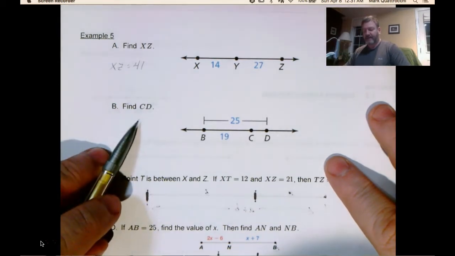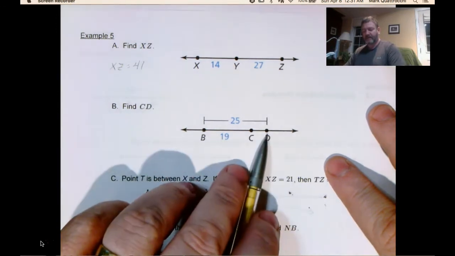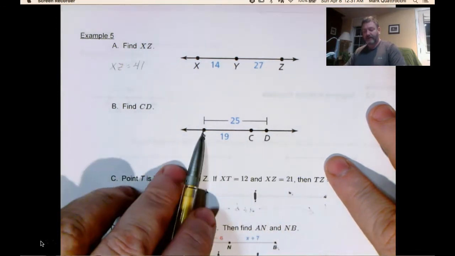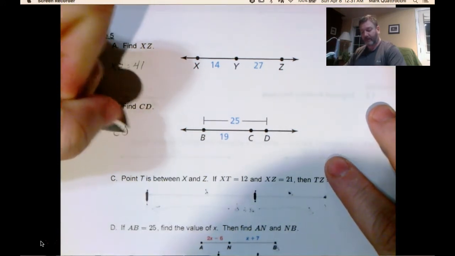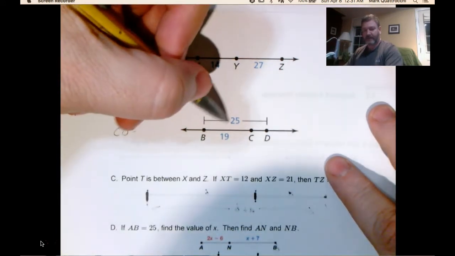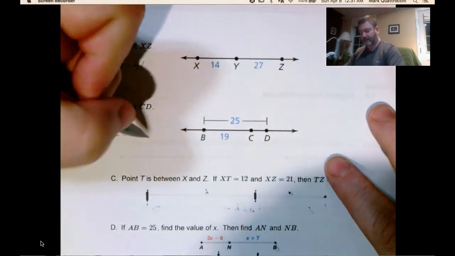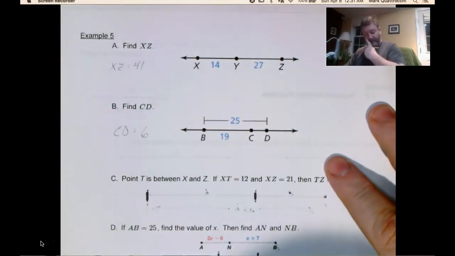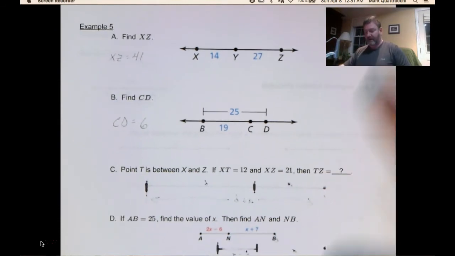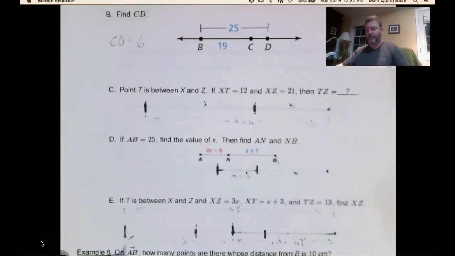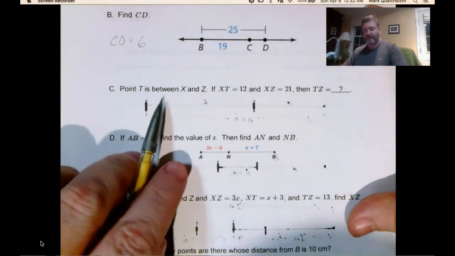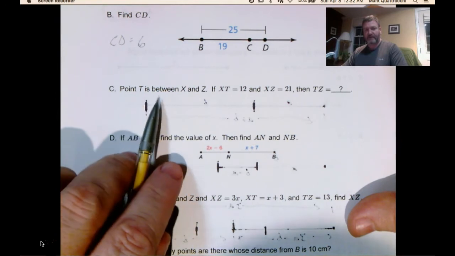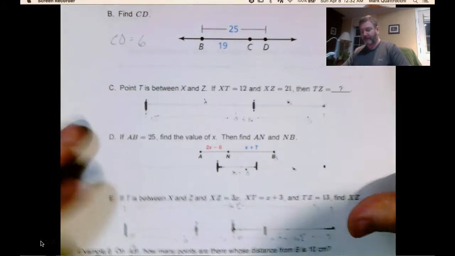Find the length of CD. Well, CD is BD minus BC. CD is 25 minus 19, or 6. Okay. Part C, we don't have a diagram, but we can make one. Point T, and this is why we had to define this word, point T is between X and Z.